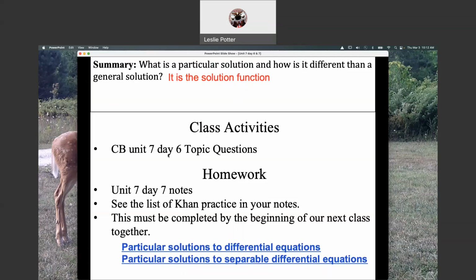We've got day 6 topic questions. I guess the other thing we can mention, it doesn't represent a family. It represents one function. We've got topic questions for day 6. We've got notes for day 7, and you have a quiz tomorrow. Okay, so I'll let you get working on that, and I'll be around to check in the notes.